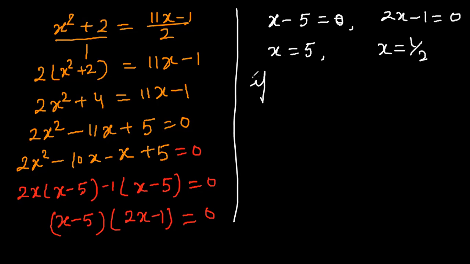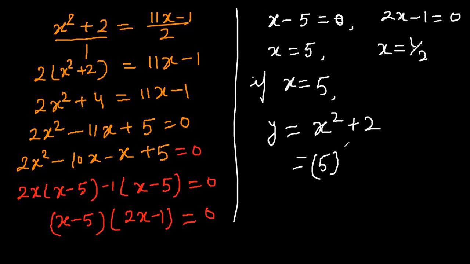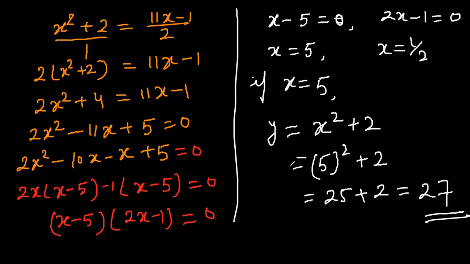Now if x is equal to 5, then y would be what? We had the first equation, y was x squared plus 2. So that is 5 squared plus 2, 25 plus 2, that is 27. So we get one of the answers: age of daughter is 5 years and age of mother Asha is 27 years. This is one of the answers.